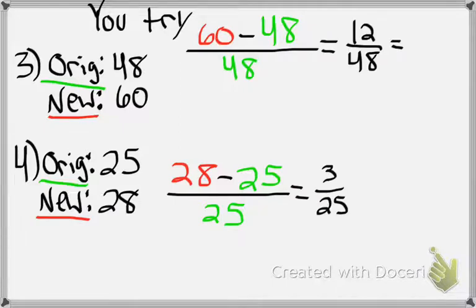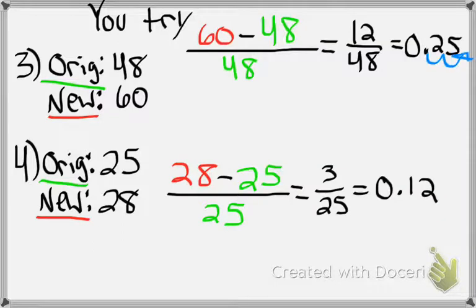Now find the decimal answers for each of those, and then you'll turn that decimal into a percentage. Okay, once you have your decimals, 12 divided by 48 is 0.25, 3 divided by 25 is 0.12. You've got your decimals, now just convert those to a percentage. Remember, anytime you convert from a decimal to percentage, it's always move the decimal place 2 spaces to the right. So, that first one becomes 25%, and the second one becomes 12%.